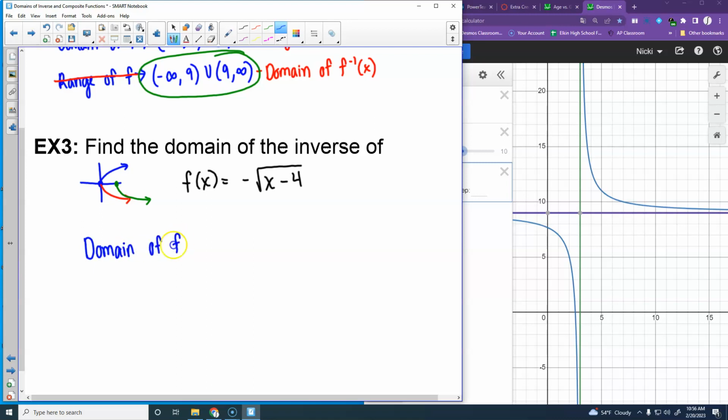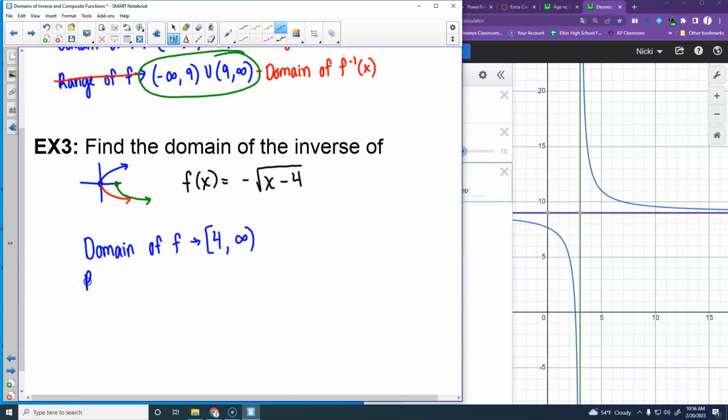of f, so the original function, okay, what's the absolute lowest value you could plug in? Before. Should I include 4? Yes, because there is a solid dot there. And then it would continue on to infinity.